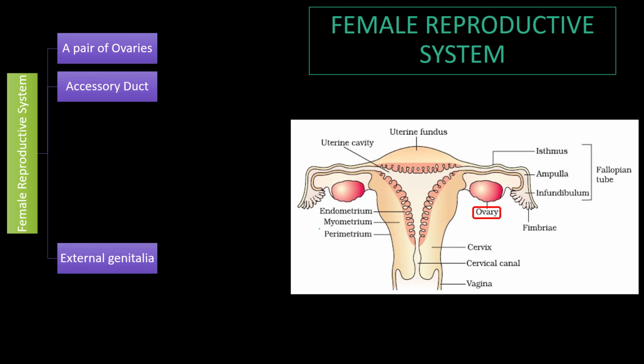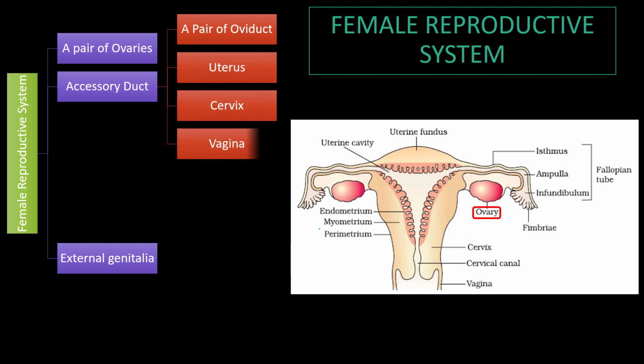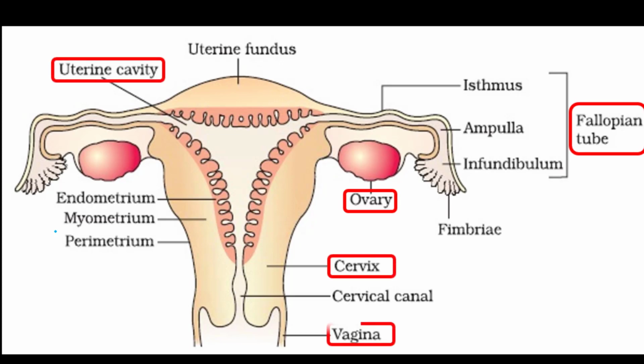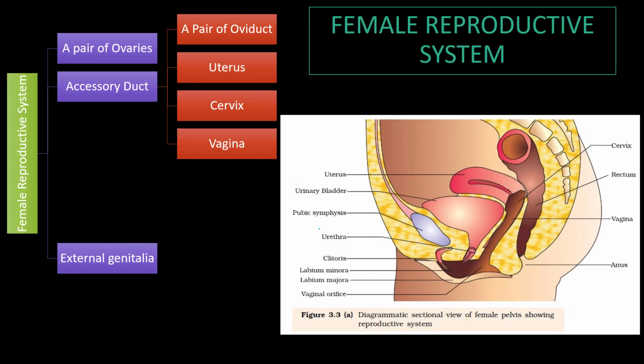Now the female reproductive system consists of a pair of ovaries, certain accessory ducts and external genitalia. When we talk about accessory ducts, there are four structures. That is, there is going to be a pair of oviducts, also known as the fallopian tubes, the uterus, the cervix, and the vagina. These four structures represent the accessory ducts in the female reproductive system.